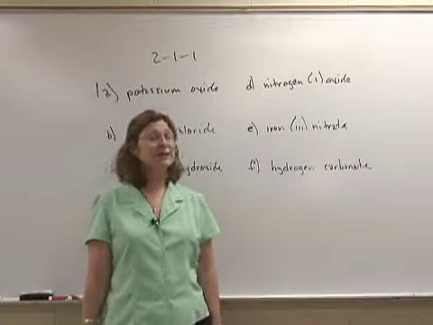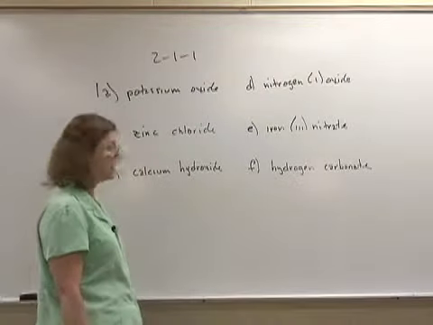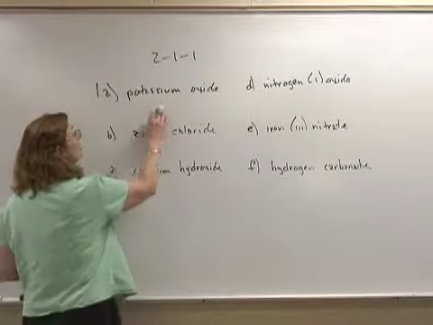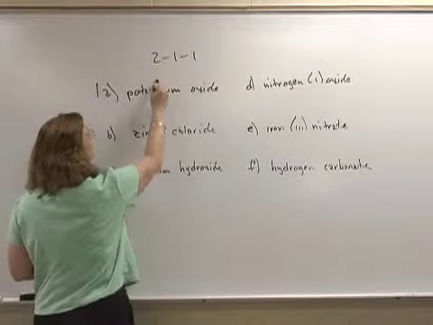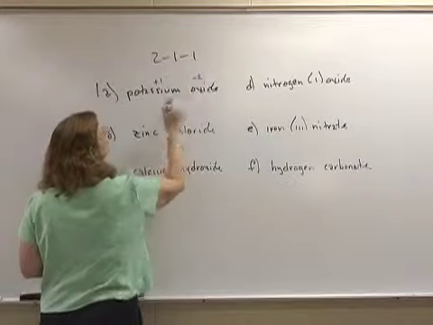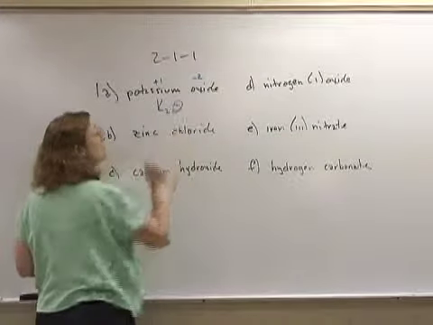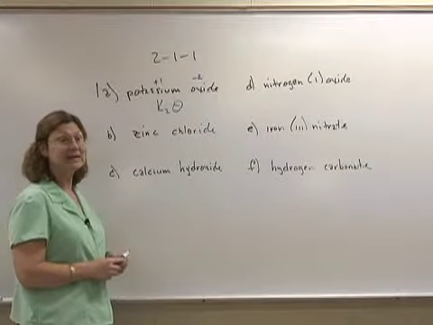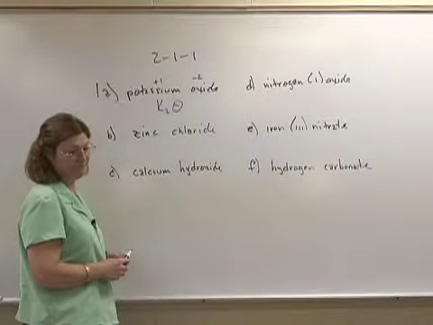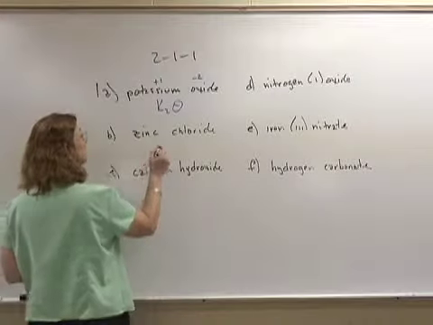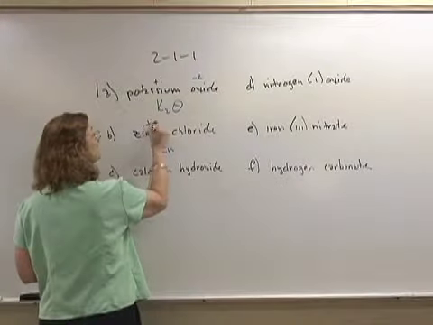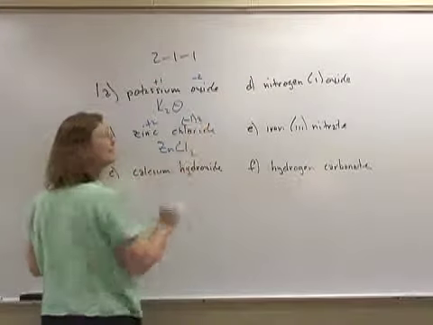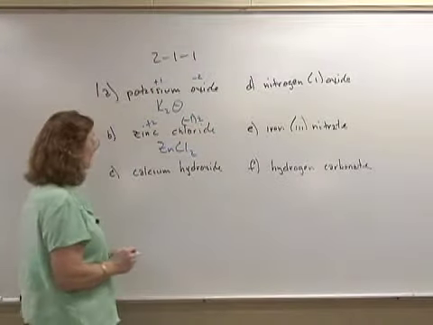In number one, we need to determine the identity of these different compounds. When I look at potassium is +1 and oxide is -2, it's K2O. That is a metal with oxygen, and that would be a base anhydride. The next one is zinc chloride. Zinc is +2, chlorine is -1, and therefore I need 2 chlorines to get my compound to 0.